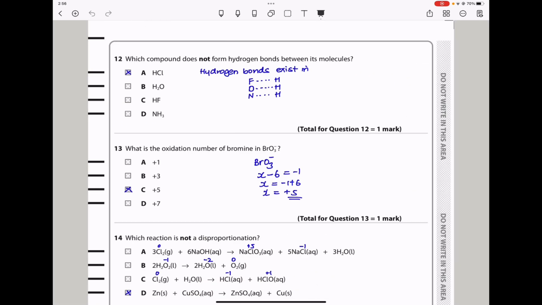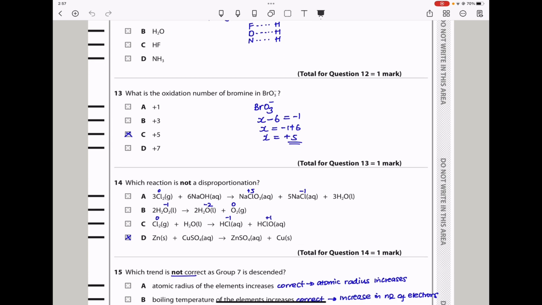Moving on. Question 12. Which compound does not form hydrogen bonds between its molecules? When we see water, of course, it's going to have hydrogen bonds. That is going to have hydrogen bonds as well as that. It's only A, which is HCl.